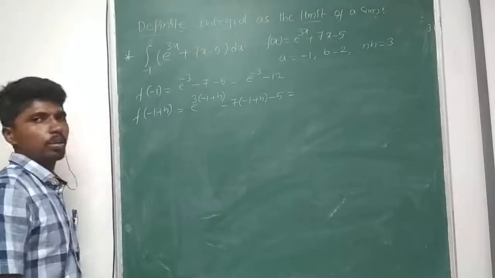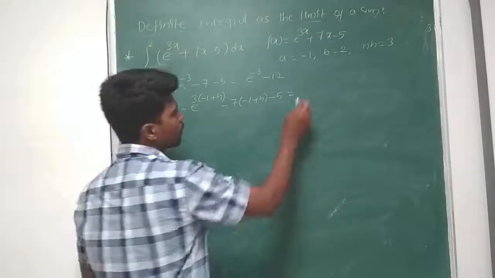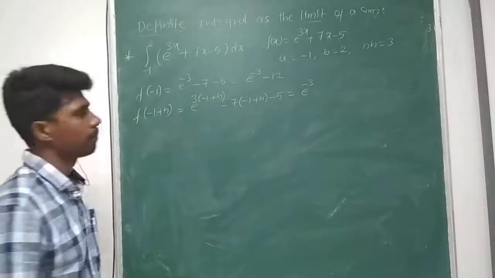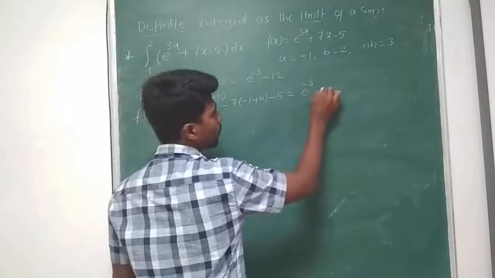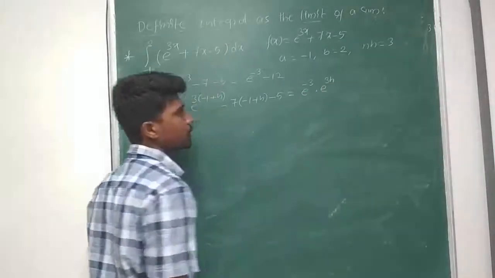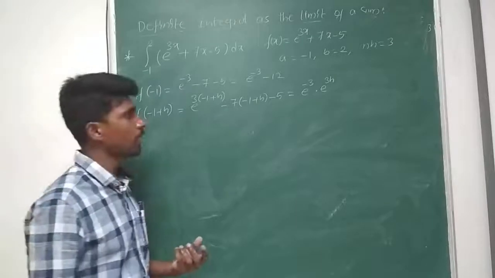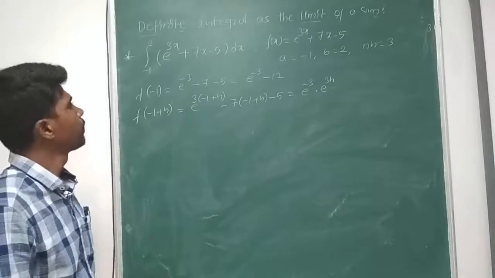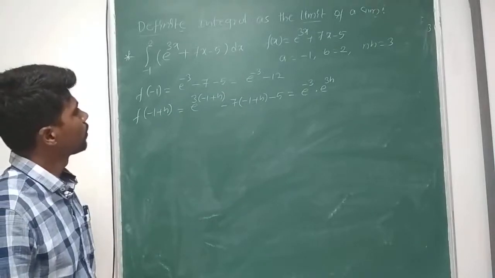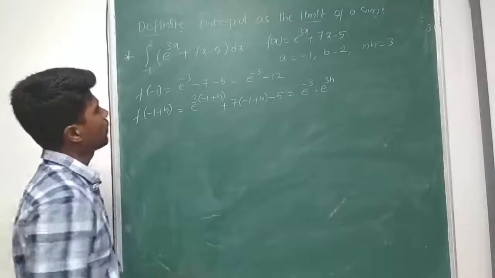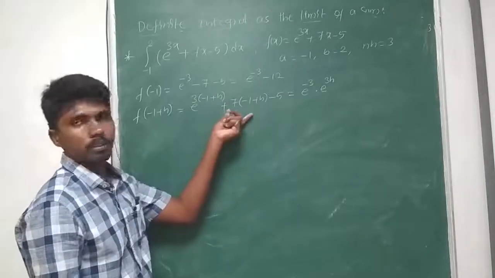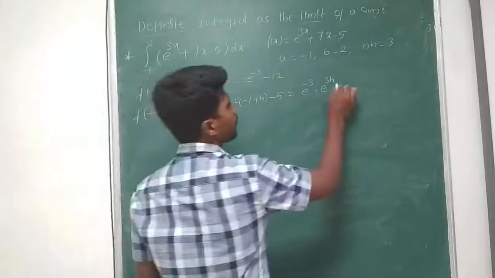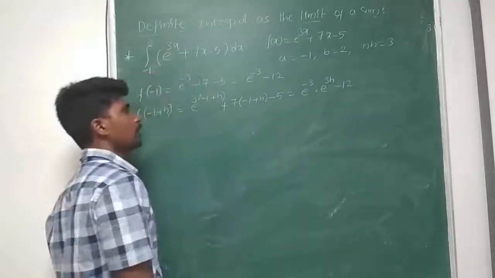Simplify this, what can we get? We get e power minus 3 plus 3h. So I can write it as e power minus 3 into e power 3h, because a power (m plus n) can be written as a power m into a power n. Next, 7 into minus 1, which is minus 7, minus 5, minus 12. Next, 7 into h, 7h.